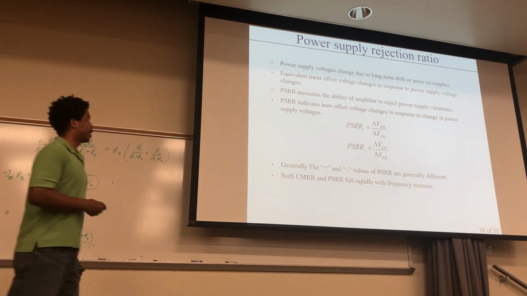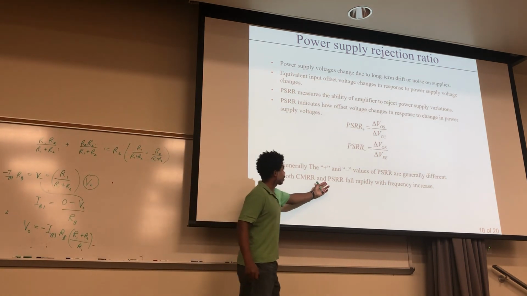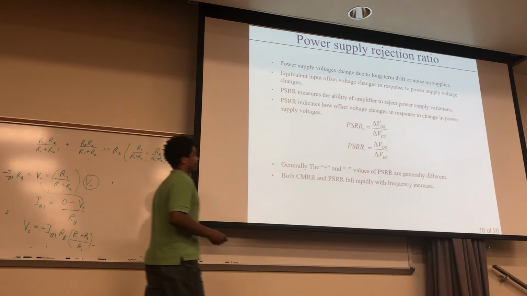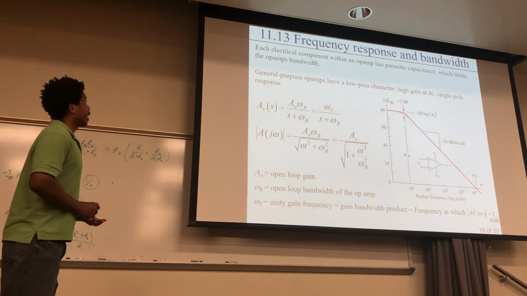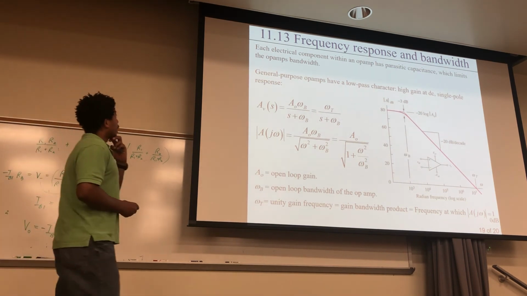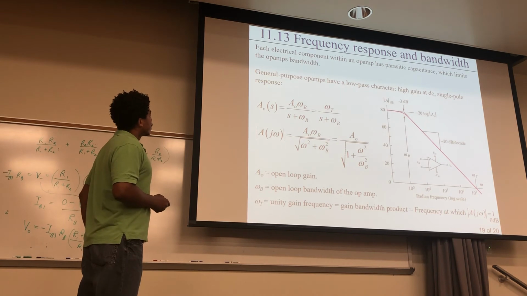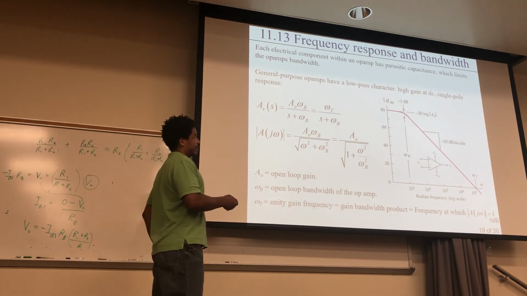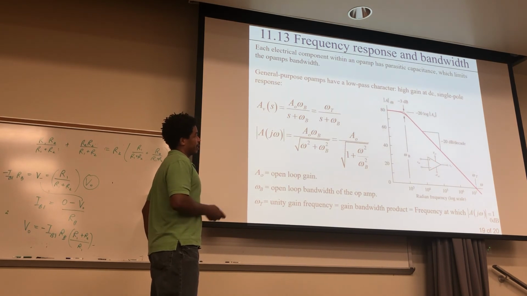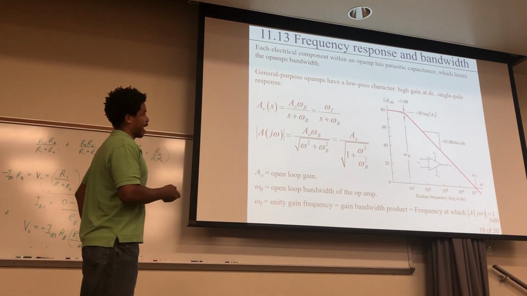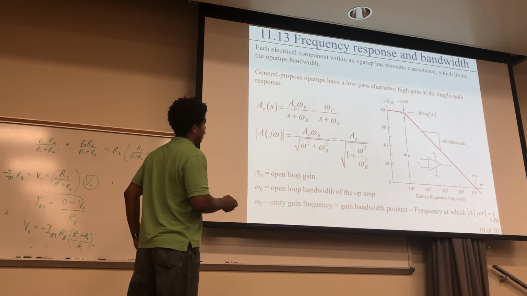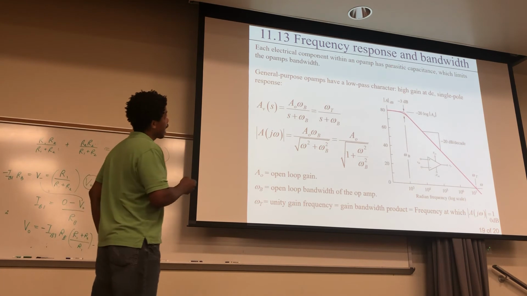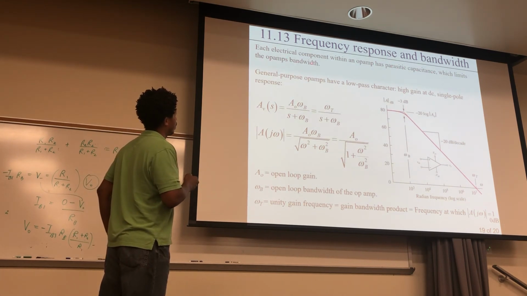Okay. And also both of these, the common mode rejection ratio and the power supply rejection ratio, fall rapidly with frequency increase, which we'll discuss next. Okay, so frequency response and bandwidth. Previously, we've been looking at these as maybe infinite bandwidth kind of things, but they don't really have infinite bandwidth. They have a range that they operate normally over, and after that they attenuate. The reason why is that each component inside of the op-amp has parasitic capacitance, and that's going to limit the bandwidth of the op-amp.